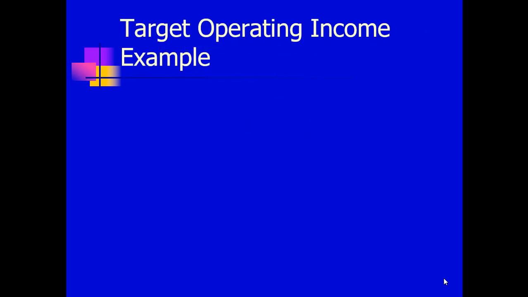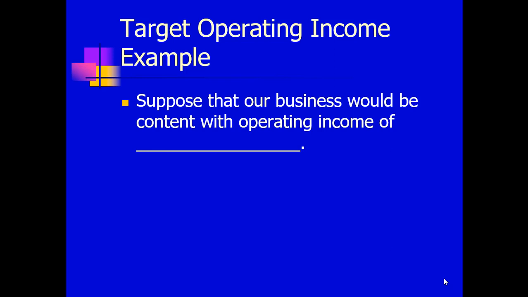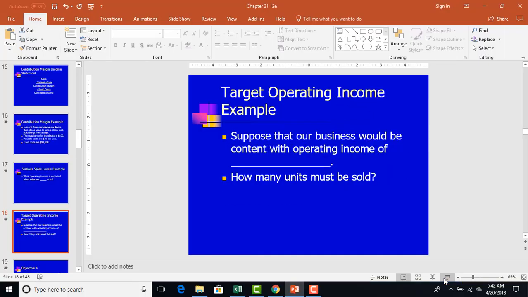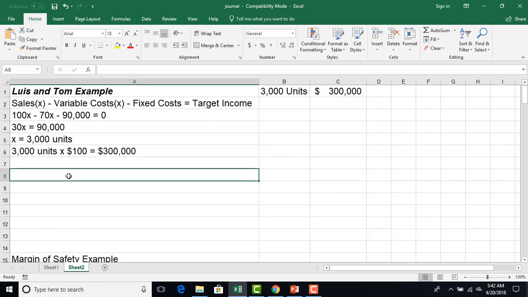We'll also look at what we call our target operating income example. With this one, what we say is just suppose that our business would be content with operating income of, again, fill in the blank. All right, so let me hop back over here. I'll show you this example over here in Excel. So let's say that Lewis and Tom, they're not content with breaking even.